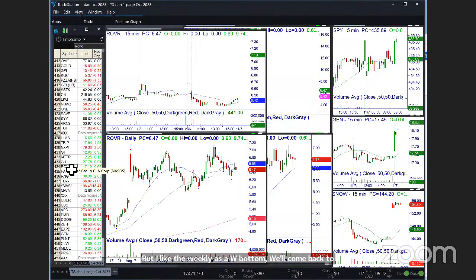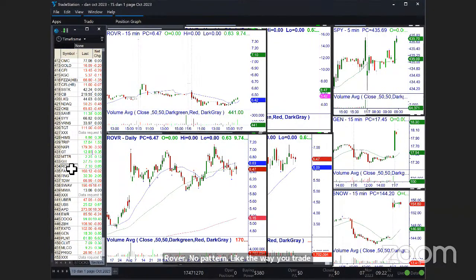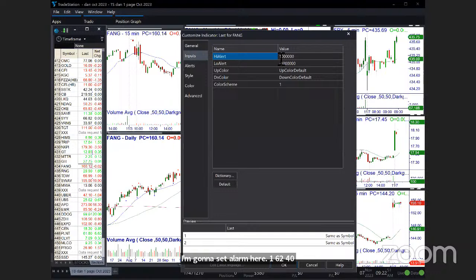Rover. No pattern. I don't like the way you trade. Rover, you're gone. Fang opening flat. I know I still like this a lot. If it can get, today's Tuesday, if it can get over Monday's high, I'm going to set an alarm here. 162.40. That's a 1, 2, 3, 4 pattern.